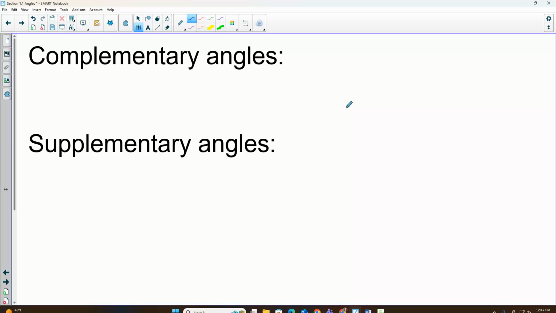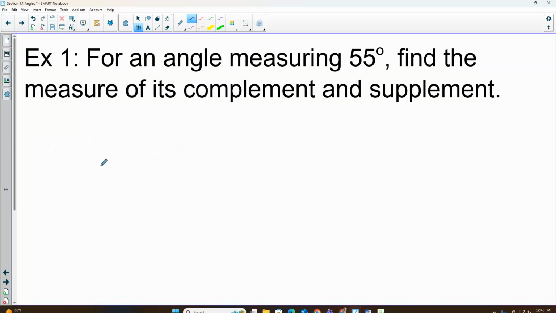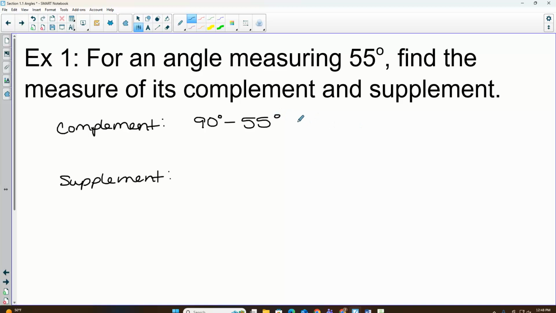So let's actually do some math. If an angle is 55 degrees, can you find the complement and supplement? How do we find a complement? We said complements add up to 90, so if you do 90 minus 55, you get 35.